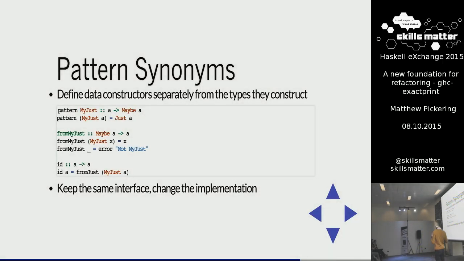So in my head, pattern synonyms is not really a great name for the feature, especially for bidirectional pattern synonyms. It's much better to think about pattern synonyms as if they are defining data constructors separately from the types which they construct. So, for example, here is a pattern synonym. It's called MyJust, and there's a simple definition here: MyJust a equals Just a. And once we've defined that, we can use it for one of two things. We can use it in a pattern context to pattern match as if it is a constructor. We can also use it in an expression context to build a Maybe.